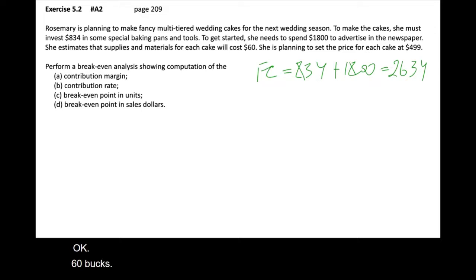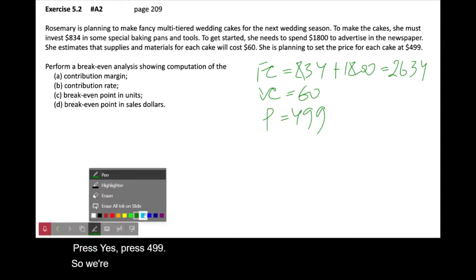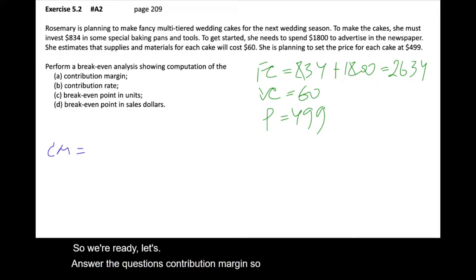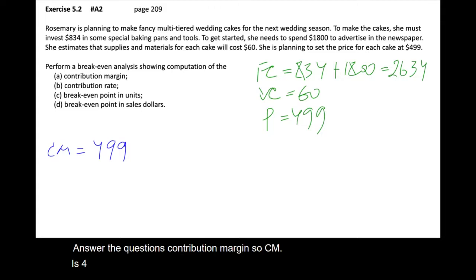Okay, $60. What is that? VC, variable cost. Thank you. Yeah, 60. And 499 is, what is it? The price. Yes, price 499. So we're ready. Let's answer the questions. Contribution margin. So CM is 499 minus 60. 499 minus 60, 439.